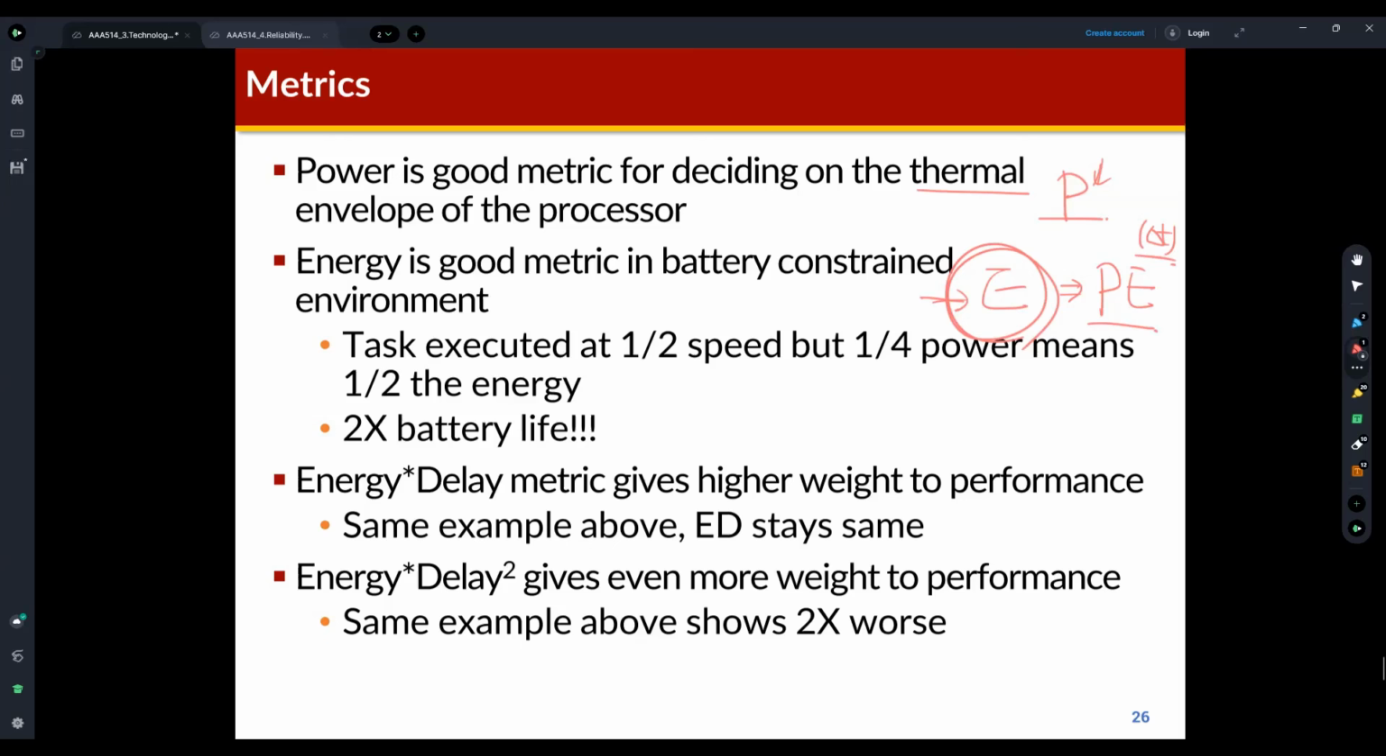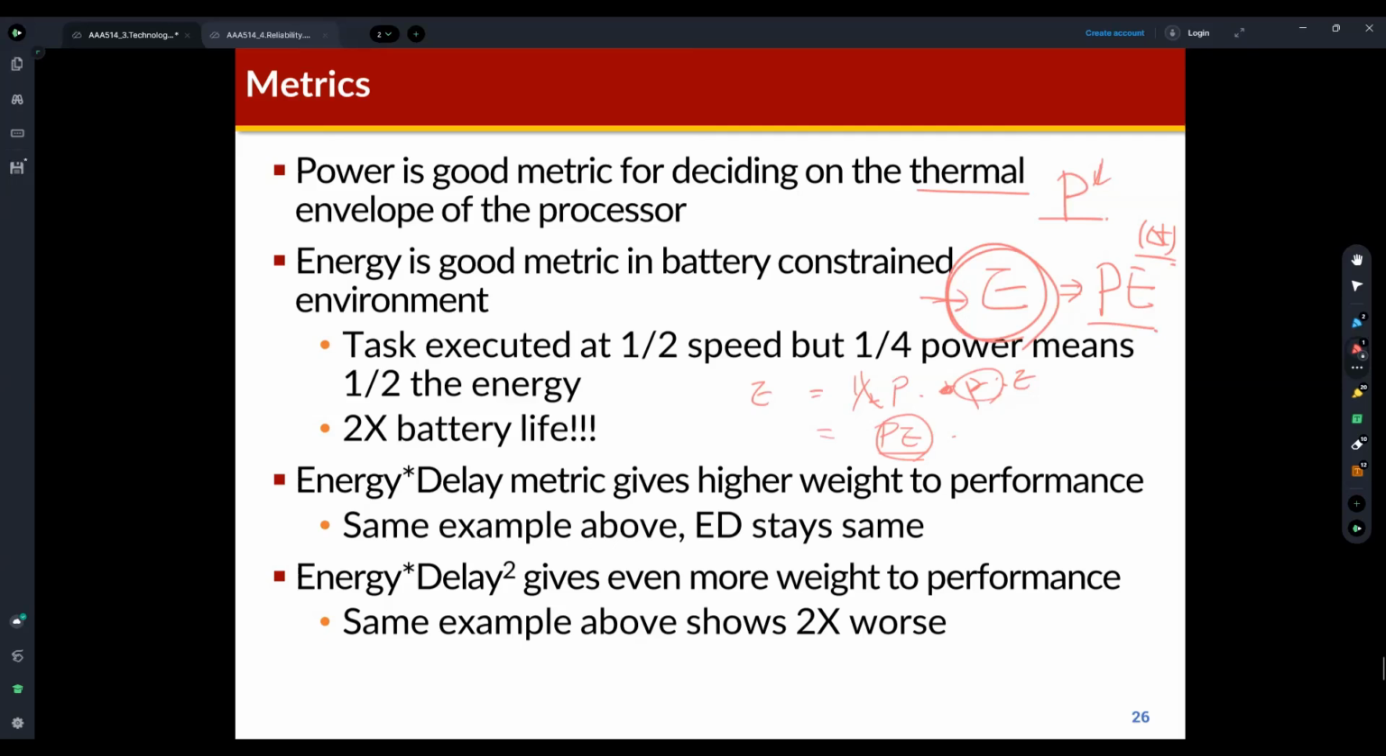Think like this. If we reduce the power consumption by half, but the performance of this processor becomes half of the original performance, then the execution time becomes twice the original execution time. Then what is the energy consumption? The energy consumption is actually the same as P times T in the original system. So the benefit is that if we can reduce the power consumption, it's beneficial.